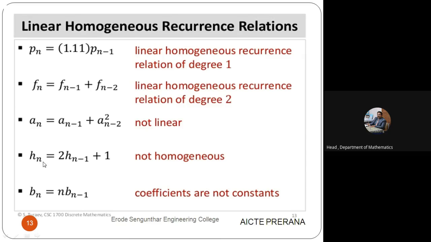This recurrence relation, hn equal to 2hn minus 1 plus 1, is not homogeneous since here a constant term occurs. This term 1 is not a multiple of a term of the sequence hn. Here the constant term occurs, therefore it is not homogeneous. This recurrence relation Bn equal to n times Bn minus 1 is a recurrence relation, but here the coefficients are not constants. These are some examples of recurrence relations.